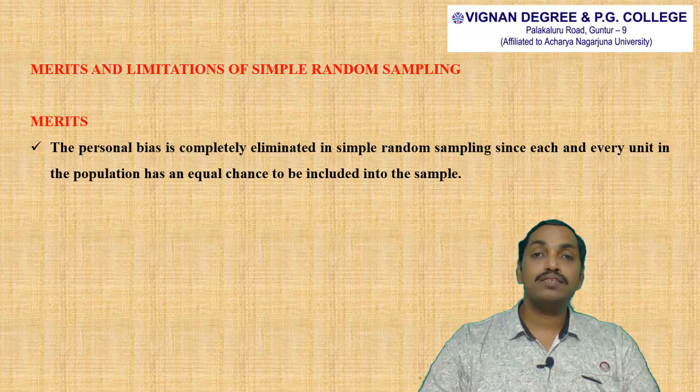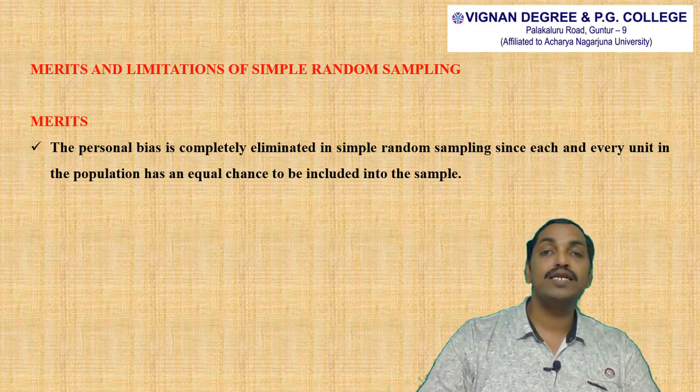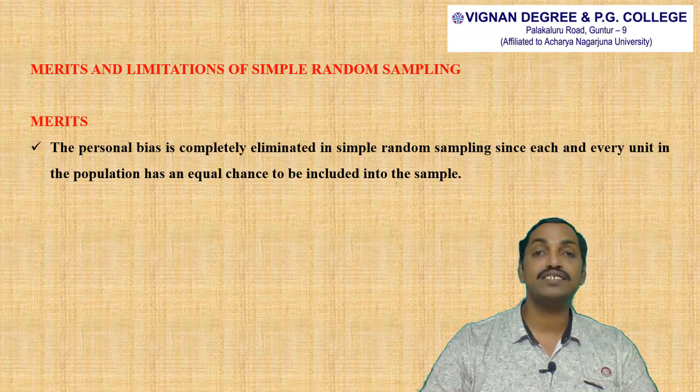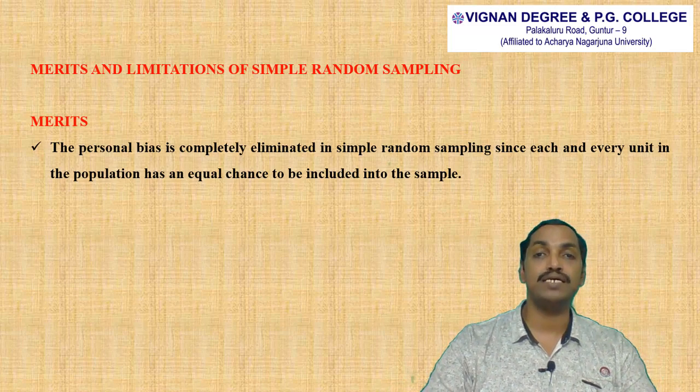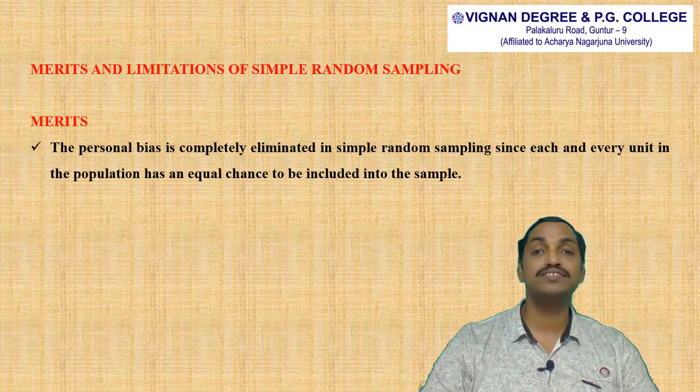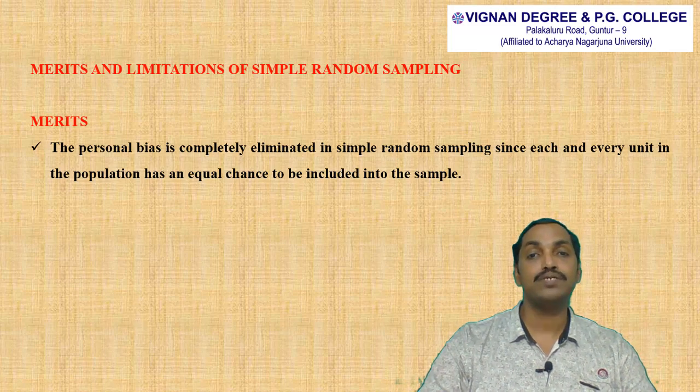Whenever each and every element of the population has an equal chance to be included into the sample, then there is no question of the personal bias. The personal bias came into existence if each and every unit of the population has not equal chance to be selected into the sample.